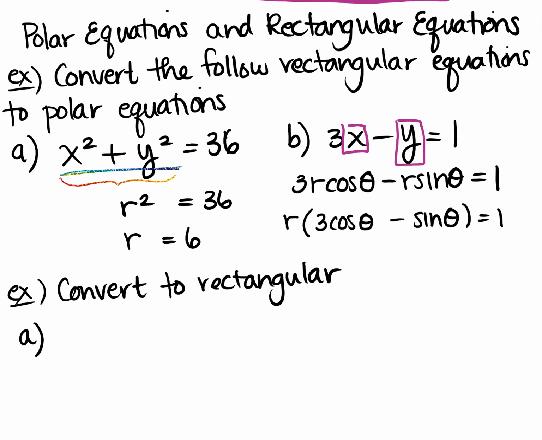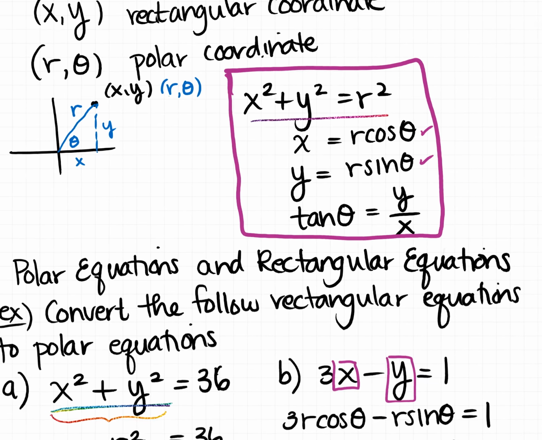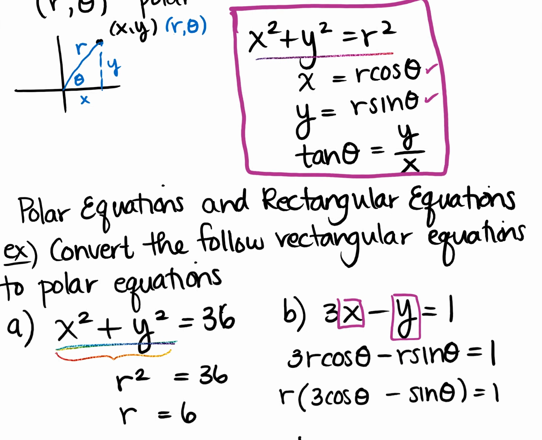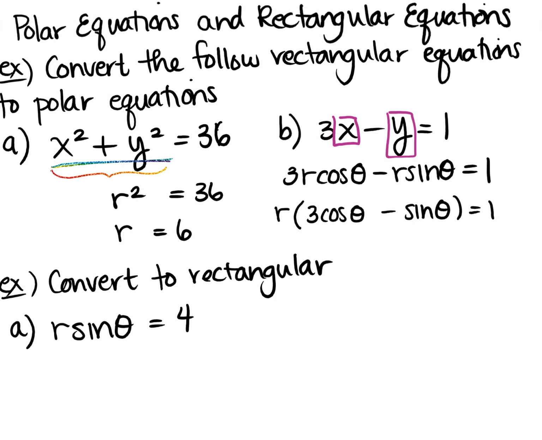Actually, let me start with something like this. What if I had r sine theta equals 4? Again, I'm going to look at the relationships that I have between the things that we're dealing with. I have an r sine theta. Well, what do I know r sine theta is equal to? That's equal to y. So if I rewrote this, this would just be y equals 4, which is pretty cool, because what this says is that if I have r sine theta equals 4, really I just have a horizontal line, and we'll see that that's true in a little bit.